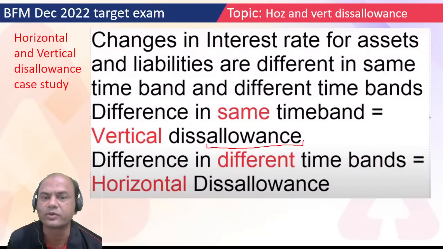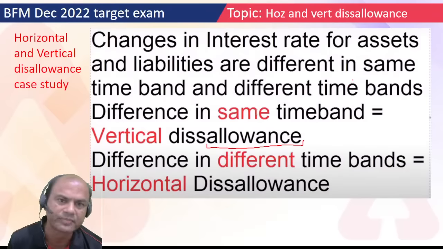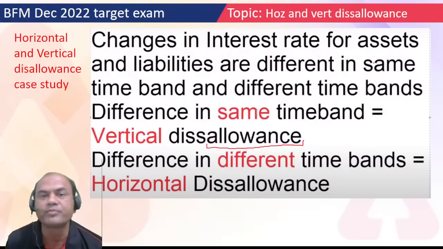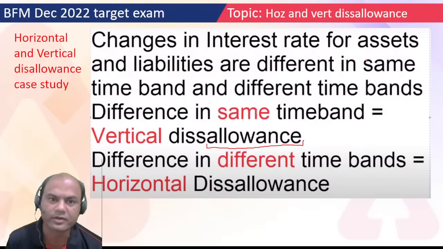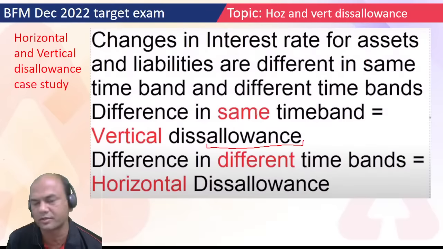Change in interest rates for the assets and liabilities are different in the same time band or different time bands. Now what do you mean by this? Let's understand this from RBI's perspective. RBI's perspective means what?